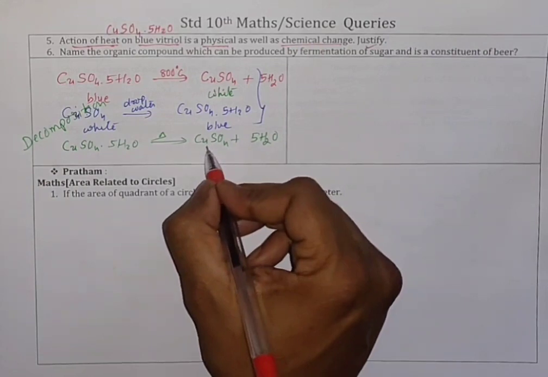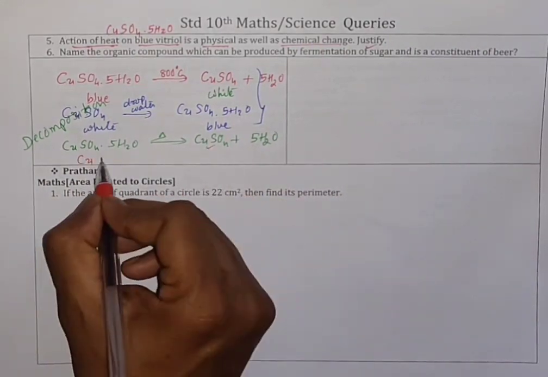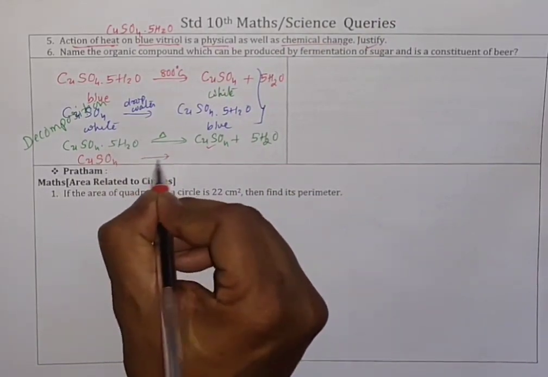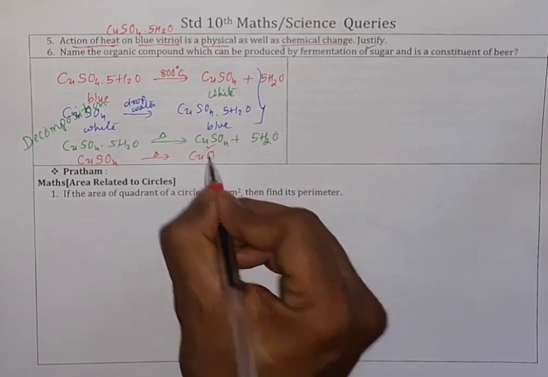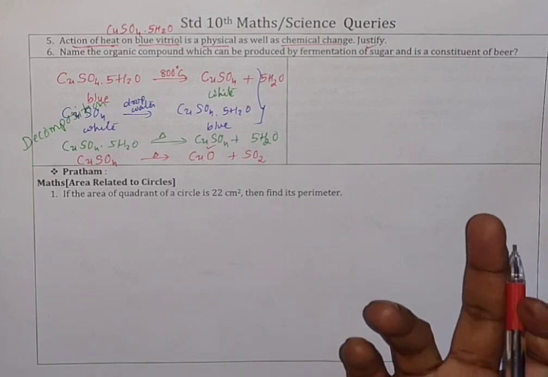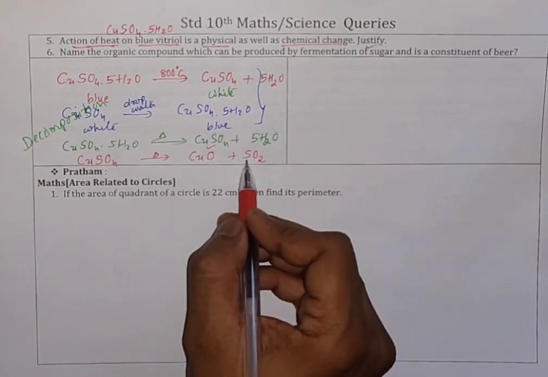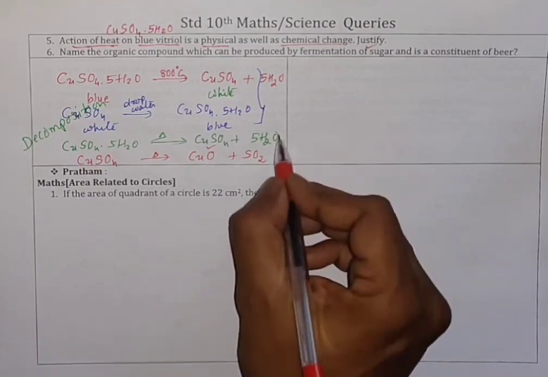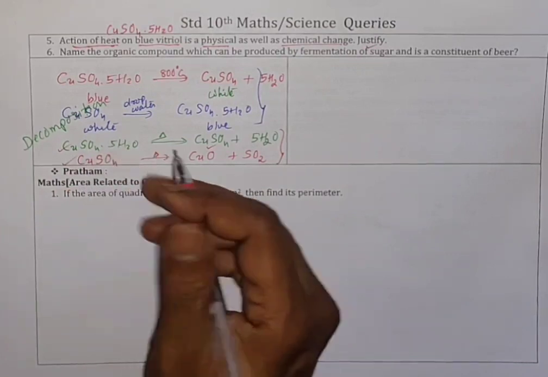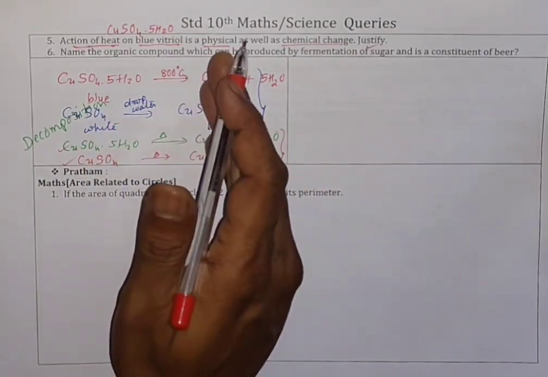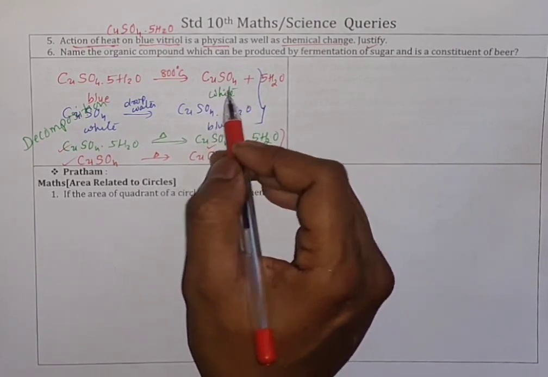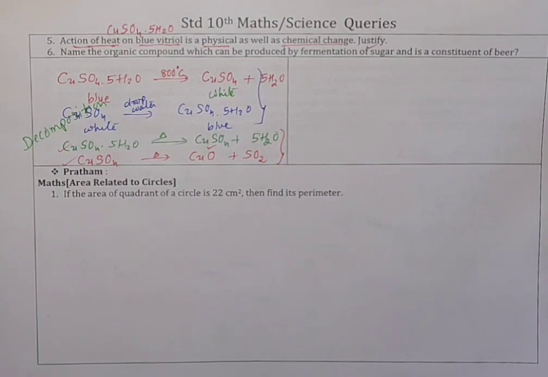Now, on further heating, if you continue heating, the water will turn into vapor and escape. What are you getting? Copper oxide plus sulfur dioxide. So see, new products are obtained. Here new products are obtained. So it's a chemical reaction. Heating at high temperature is a chemical reaction because decomposition takes place, while heating in a range only changes the color, and when water is dropped, the blue color is regained. So it's a physical change.